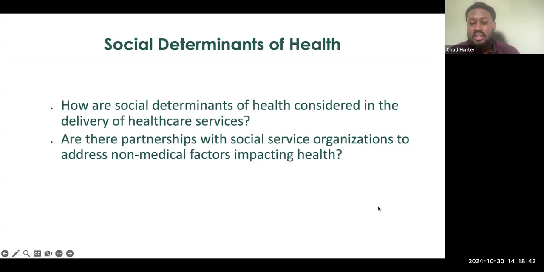Right, so I'm just going to go ahead and move on to the next one. Aurelia, you mentioned social determinants of health, so I do have a question about that. How are social determinants of health considered in the delivery of healthcare services, and are there partnerships with social service organizations to address non-medical factors impacting health? And I know, Ellen, you mentioned your collaboration, so that was great.